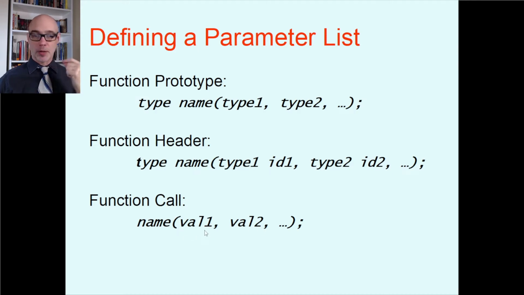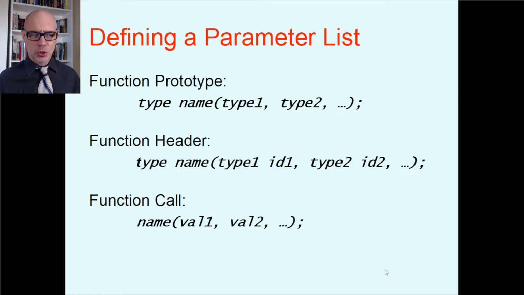You could actually put down a number like 5 and then comma, 0.08 or something like that. And that's the data that's actually being sent into the function at that time. So prototypes just have types usually. The header's got both the type and the variable name, and then the function call just has the values. You don't specify the types again.